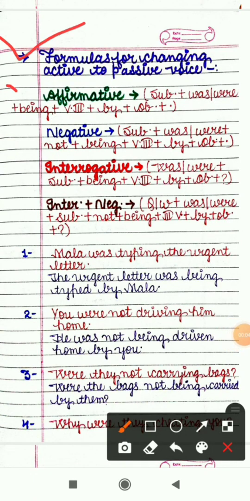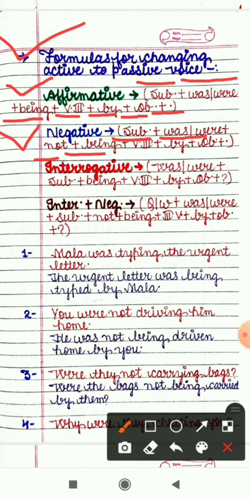First formula is given of affirmative sentences. So first of all, we will write new subject, then "was" and "were" according to the new subject, then "being," then verb third form, then "by," object, and then full stop. Second formula is of negative sentences. So first of all, our new subject will be there, then "was" and "were" according to the subject, then "not" of course, then "being," then third form of verb, then "by," and then object with full stop.